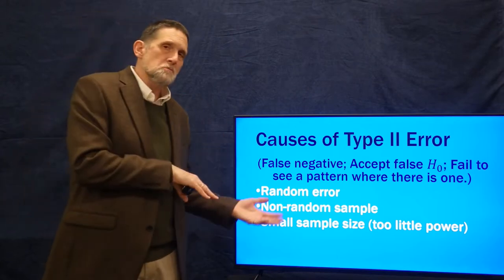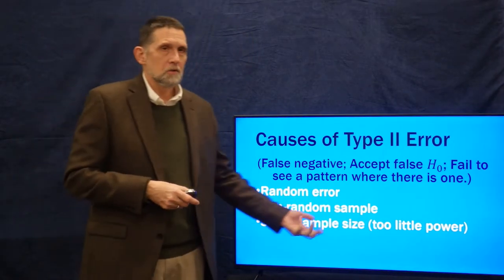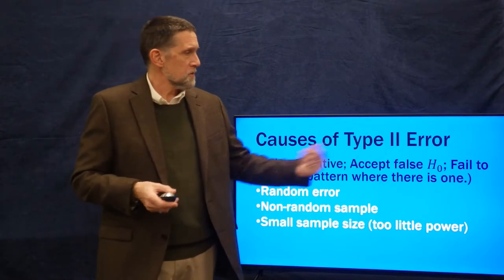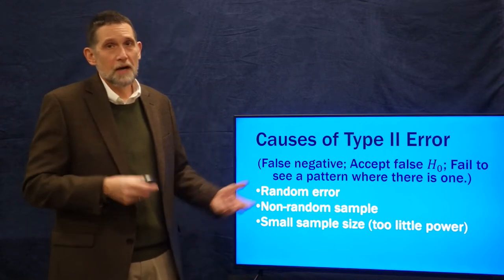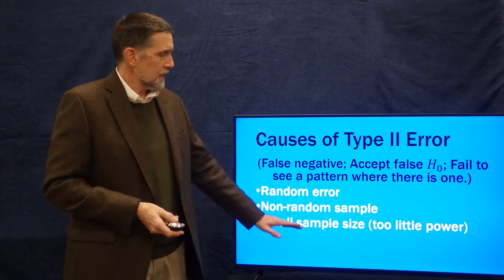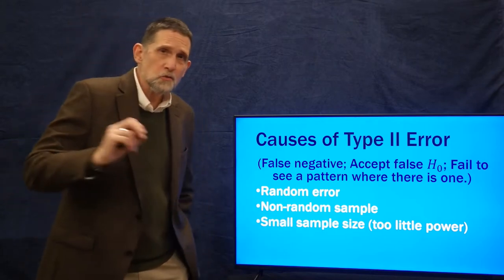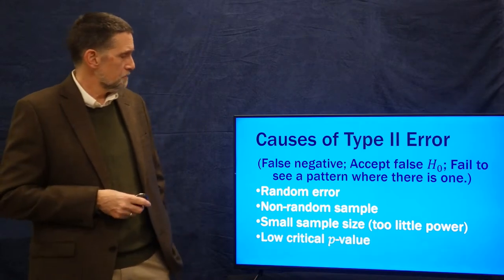The opposite is true with a small sample size. We don't have enough power, and so we accept a false null hypothesis. We fail to see a pattern when there is one. Again, this is most visible in t-tests, which we do in the next topic.